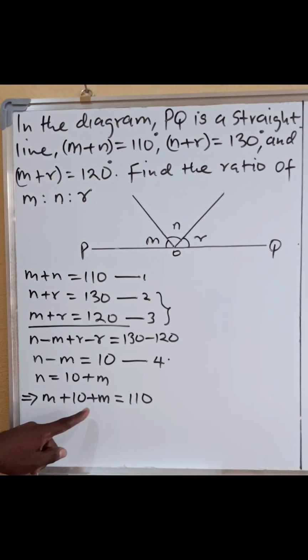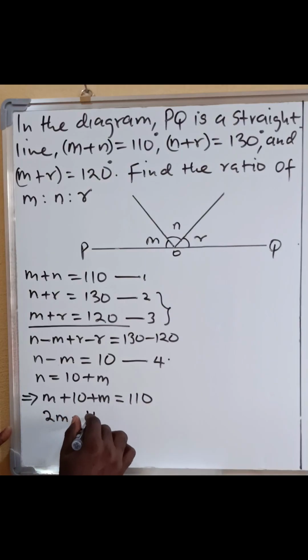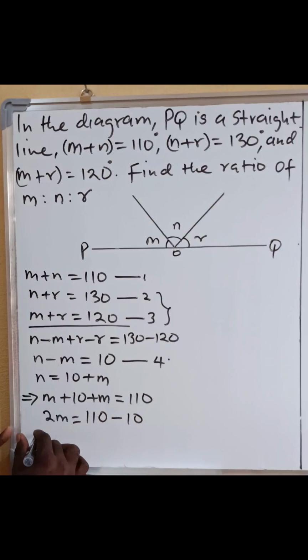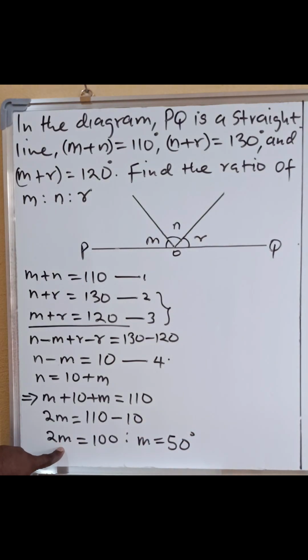So I have M plus M, which will give me 2M. So 2M will give me 110 minus this 10 here. So that means that 2M will give me 100. Therefore, M will give me 50. So I've gotten the value of M here.